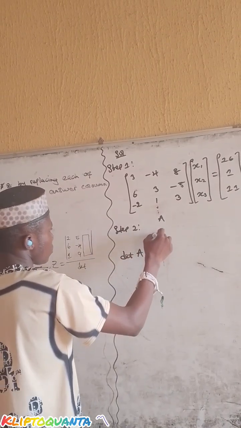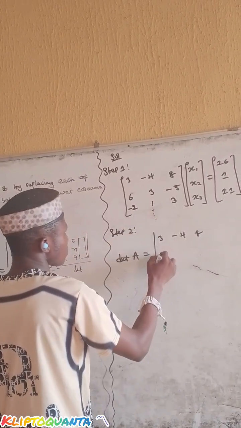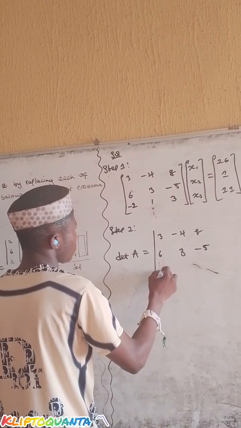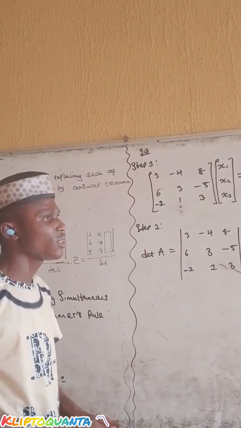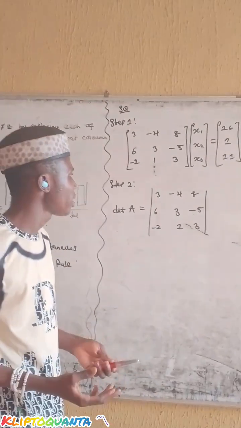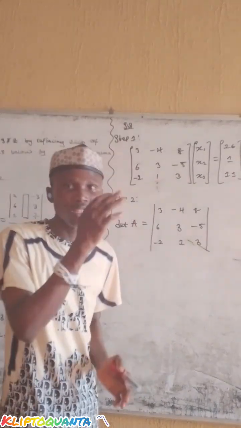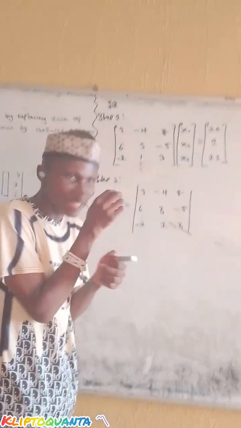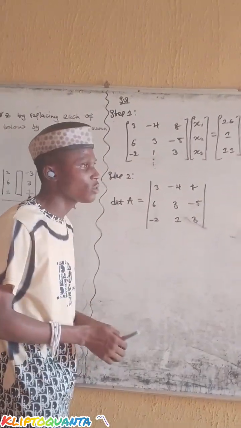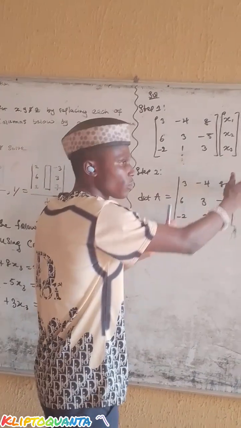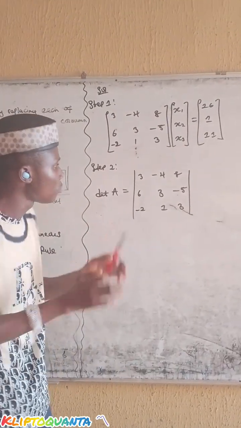The determinant of matrix A equals the determinant of 3, -4, 8, 6, 3, -5, -2, 1, and 3. When I say determinant, we know that this is related to a 3 by 3 matrix, and finding the determinant of a 3 by 3 matrix is very simple. Whenever you are eliminating a column, you eliminate the column and the row. We eliminate the first column, first row; second column, first row; third column, first row. So only the column changes, but the row doesn't change.